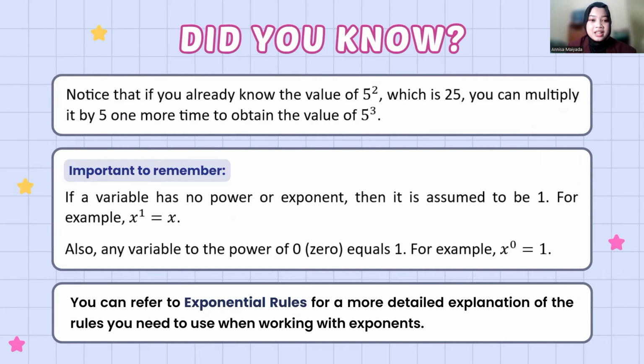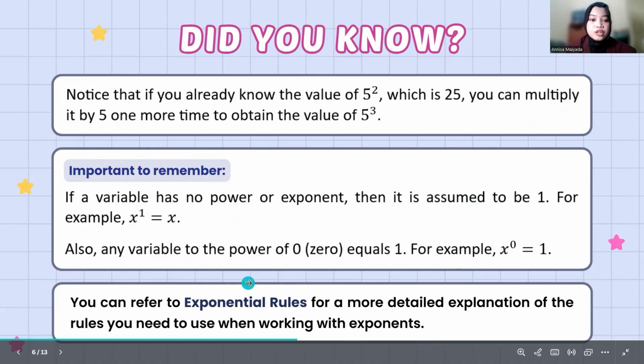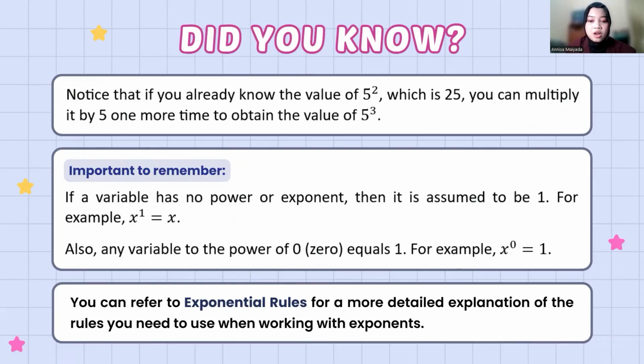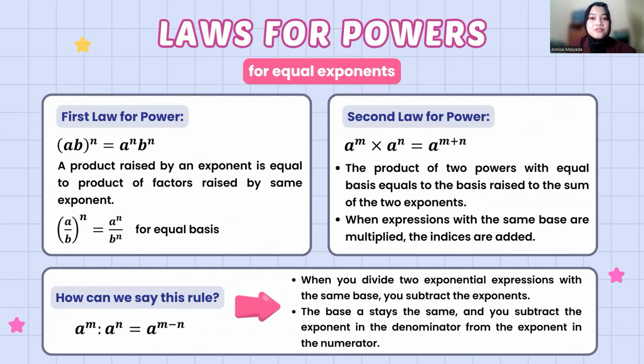Important to remember, if a variable has no power or exponent, then it is assumed to be 1. For example, x to the power of 1 equals x. Also, any variable to the power of 0 equals 1. For example, x to the power of 0 equals 1. You can refer to exponential rules for a more detailed explanation of the rules you need to use when working with exponents.